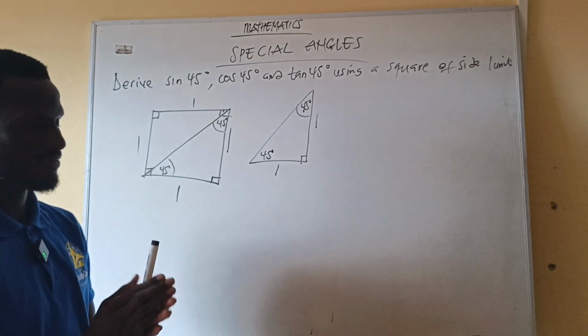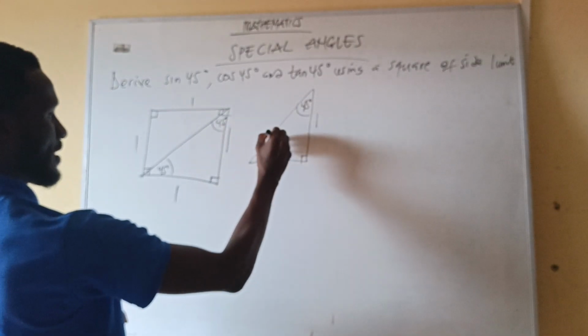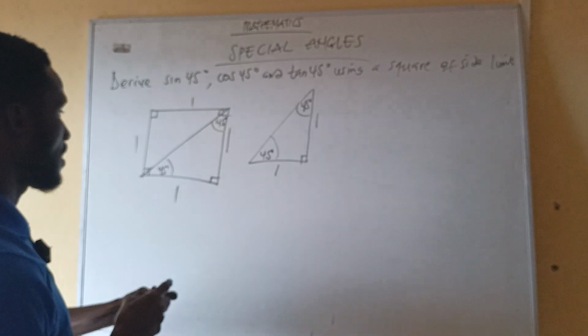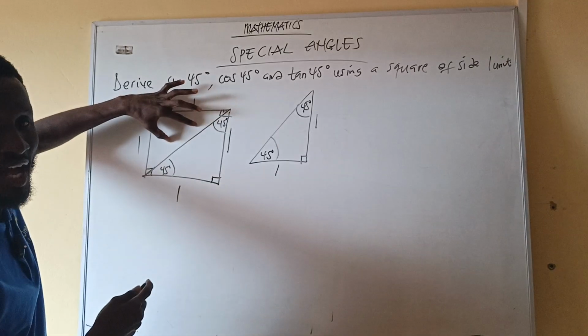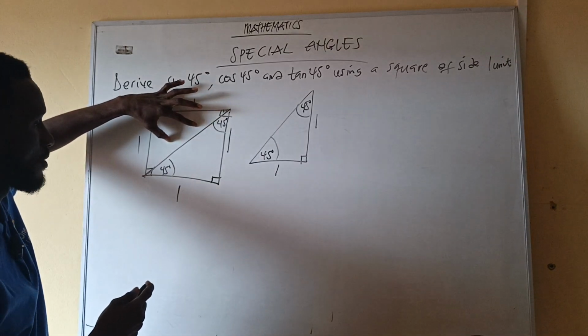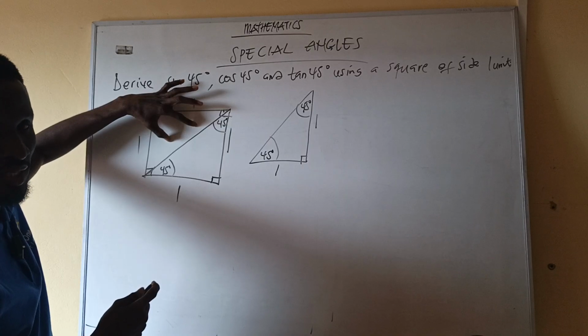I hope it's clear. Yeah, very good. Now, the diagonal here becomes a hypotenuse. So we can easily find the hypotenuse, you get it?